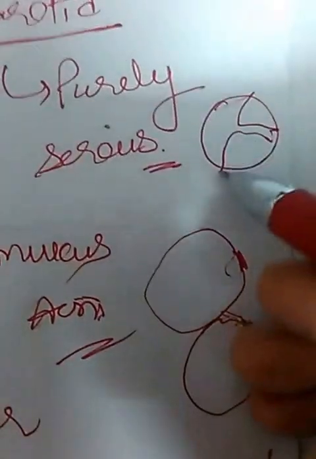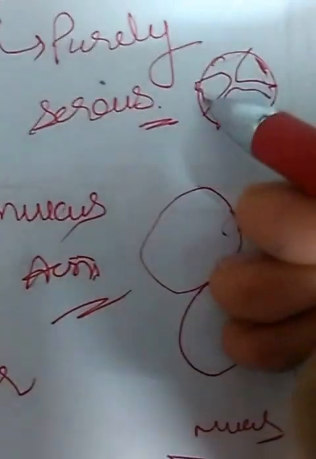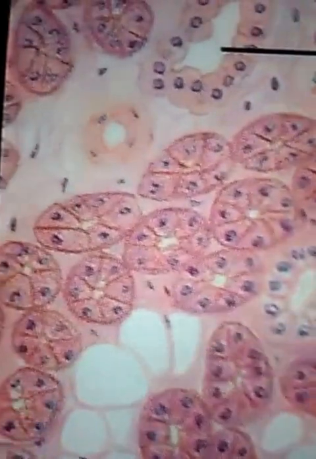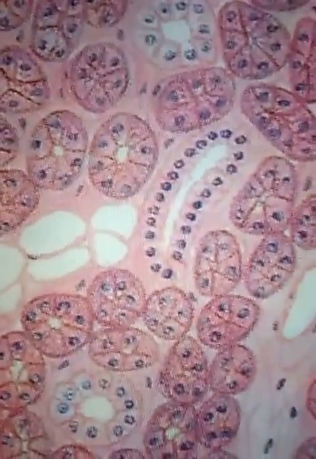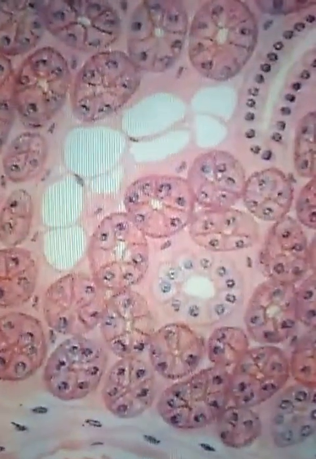But mucous acini are like this, and nuclei are at the base horizontally. So in this image there are no mucous acini, only serous acini are there. So this is the parotid gland.